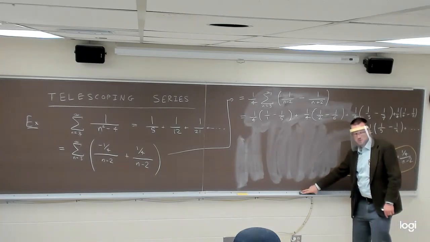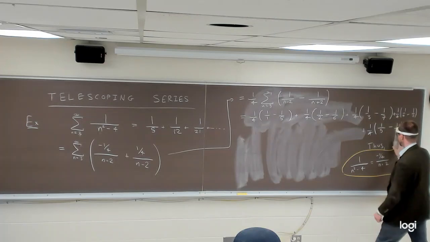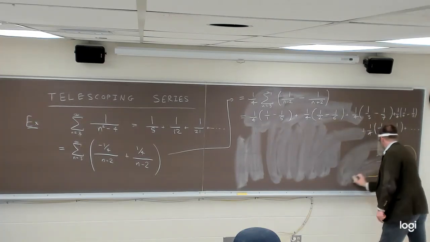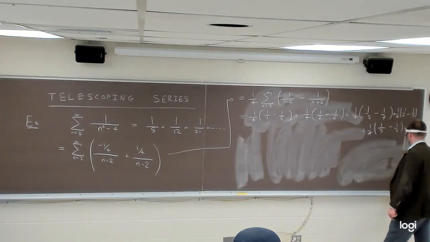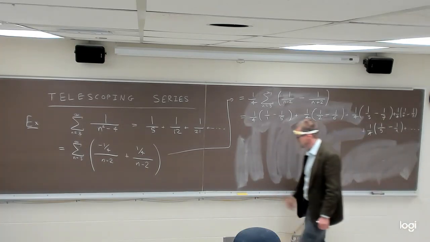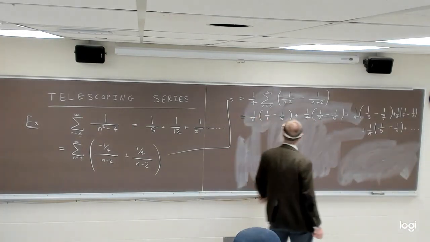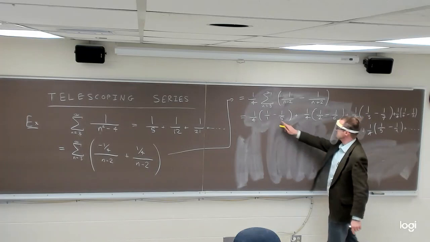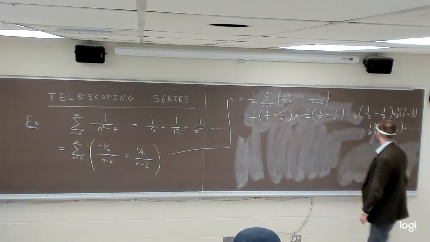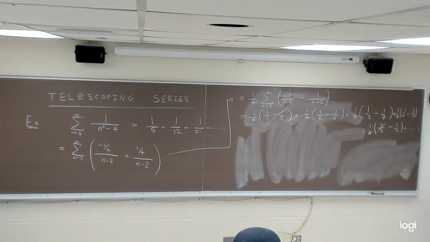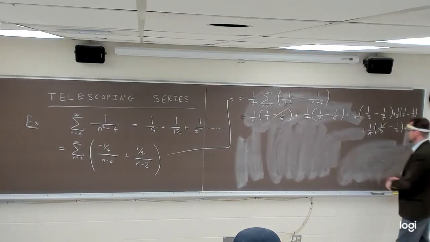This one, the telescoping, is a little bit more complicated than last time. The cancellation is delayed a little bit more. But we can see that, for instance, this negative a fifth cancels with this positive a fifth. If I were to go out, maybe I'll go one more turn.